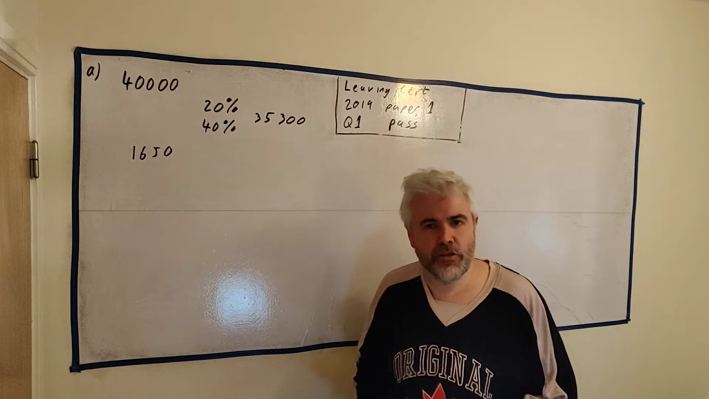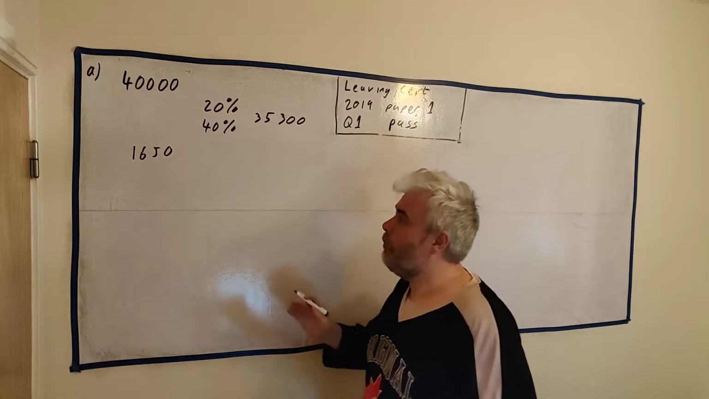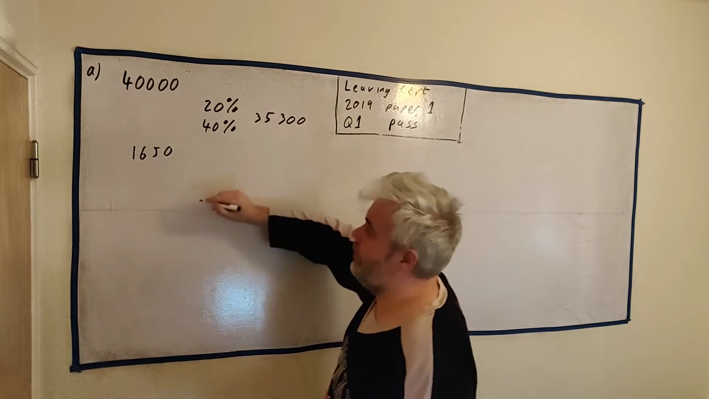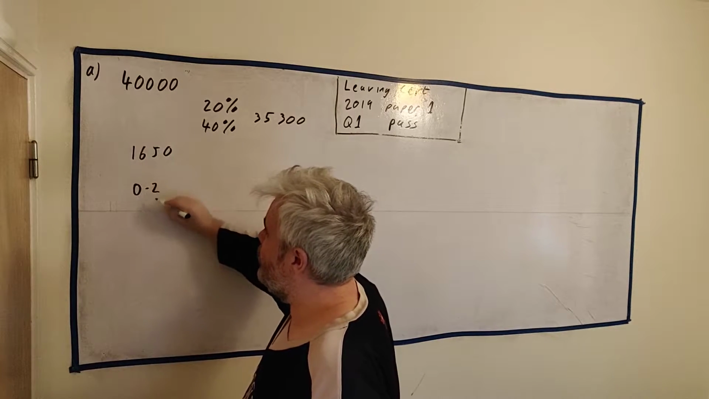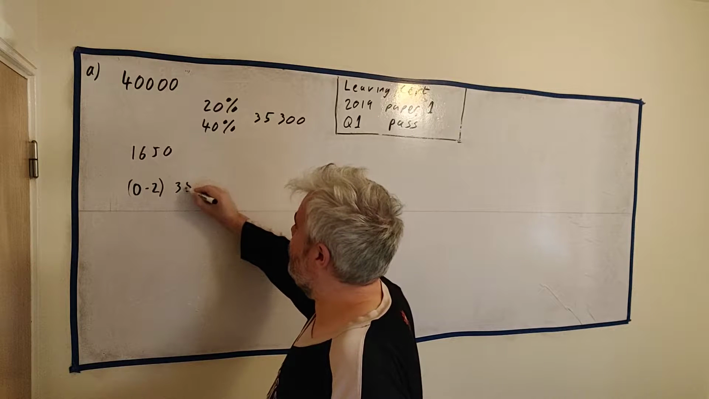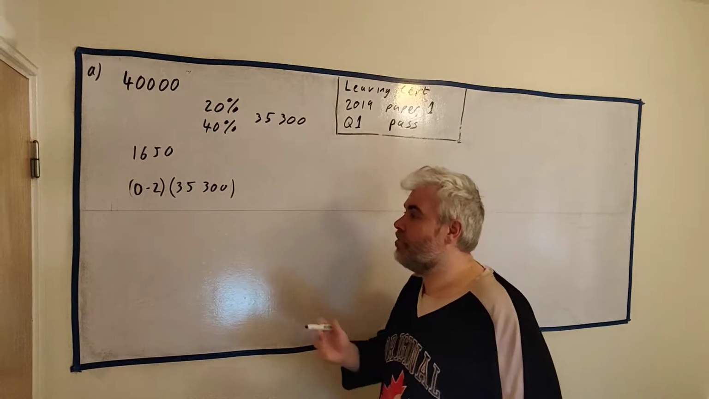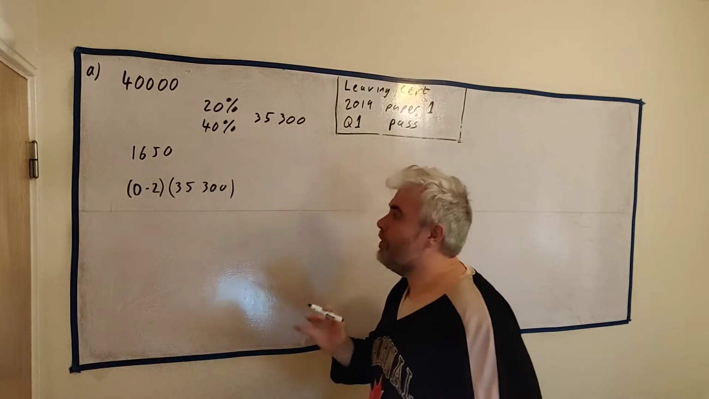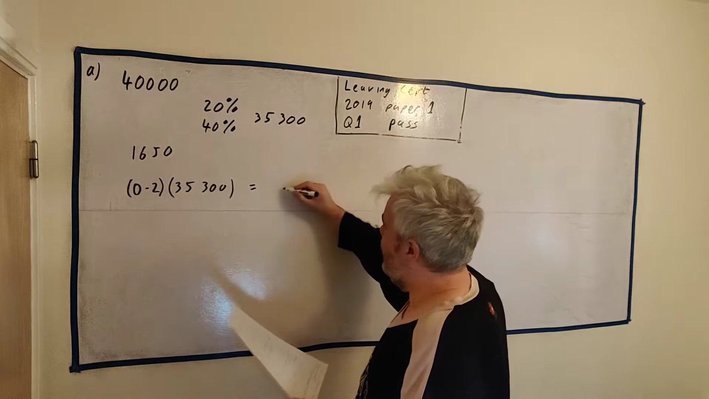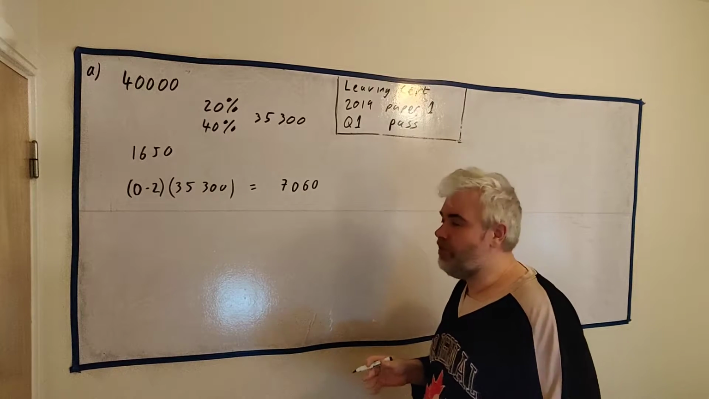Now, this question is asked all the time, so it is something you can practice multiple times. But what this person has to do is pay 20% on the first 35,300. So that's 0.2, that's 20%, 0.2 multiplied by 35,300. They don't have to pay it yet, but this is some of the tax due. And this is equal to 7,060.